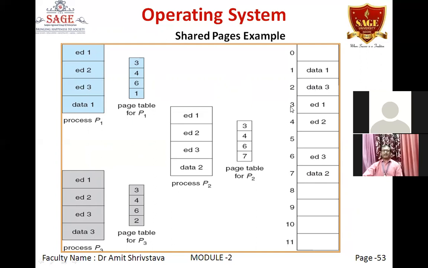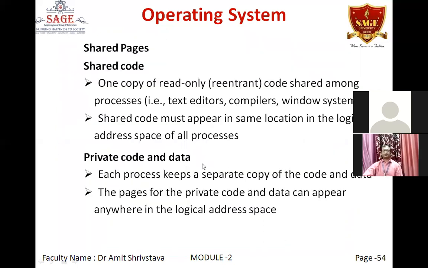Like ED1 is frame number 3, so ED1 will be marked as frame number 3 in all the processes. Similarly, ED2 is frame number 4, marked in all the processes, and ED3 is frame number 6, marked in all the processes. The data part is different. For process P1, the data part is in frame number 1. For process P3, the data part is in frame number 2. And for process P2, the data part is in frame number 7. So this is how we can perform sharing in our paging scheme.